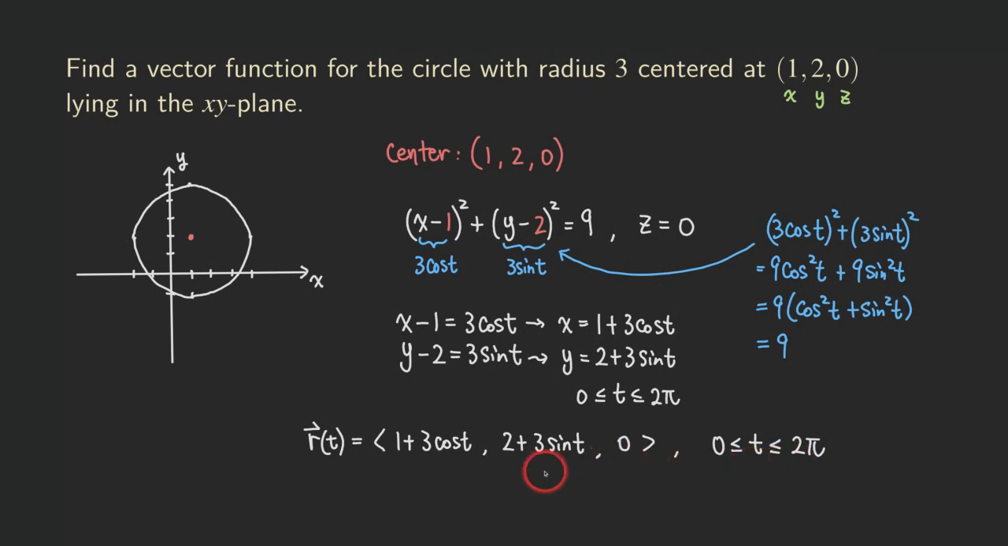By the way, I just want to mention that this answer is not unique. You can actually change some of the stuff in there, and you are still going to get the same circle. In the future, we are going to talk about coming up with different possible answers for the curve. But right now, in this video, I just want to demonstrate how to come up with the parameterization or the vector function for a curve in space or in the plane. Okay, so that's it.